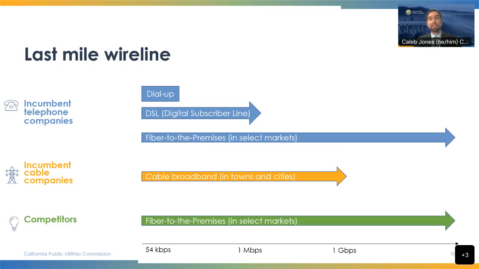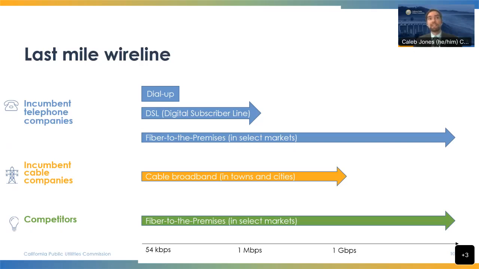The products the incumbents offer will vary from location to location. Very few places have only dial-up today, but plenty of places use DSL, which is an electronically upgraded version of the same copper wire network as dial-up. This technology tends to max out in the single-digit megabits per second. In some select areas, the incumbents have deployed fiber, which is able to offer considerably faster, symmetrical speeds, ranging from 100 megabits to a gigabit per second or more.